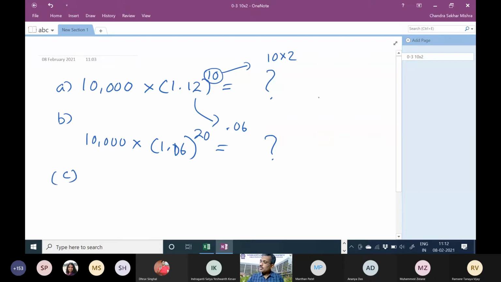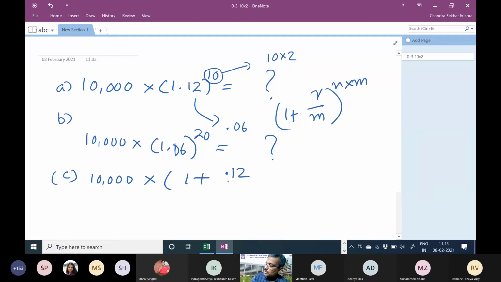What is happening here? We are dividing by R by M, 1 plus R by M to the power n into m. M is how many times the compounding is done. In the first case, compounding is 1, so there is no point of m. In the second case, semi-annual means compounding twice, so m is 2, so 0.12 by 2, and 10 becomes 20. Similarly monthly will be 10,000 into 1 plus 0.12 divided by 12 to the power 10 into 12. You'll get some amount.